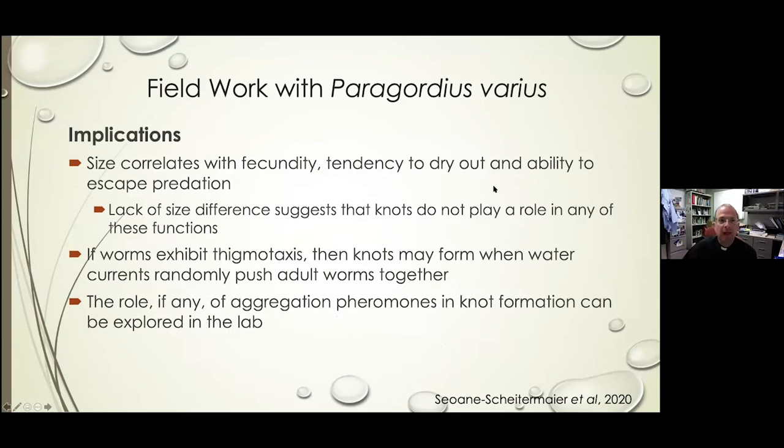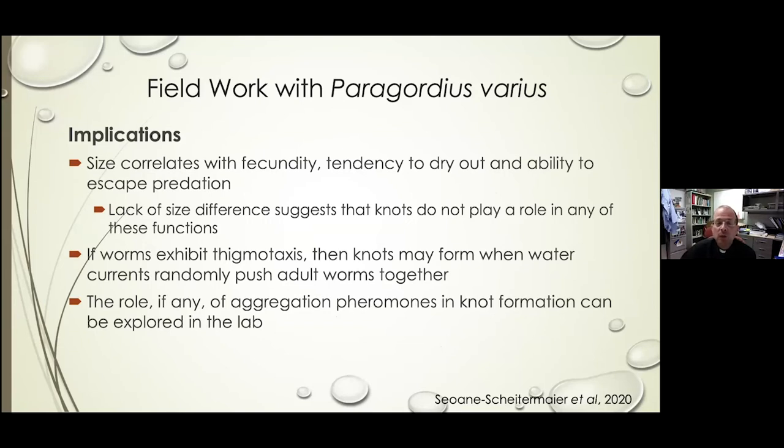Okay. So implications of this. We know size, again, is going to correlate with fecundity. The larger the worm you are, the more eggs you can produce. It corresponds with a tendency to dry out. Smaller worms are going to be more susceptible to drying out, and also have a reduced ability to escape predation. So this lack of size difference suggests that knots are not playing a role in any of those functions.